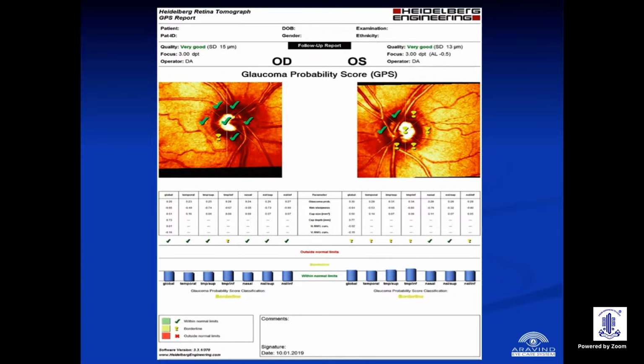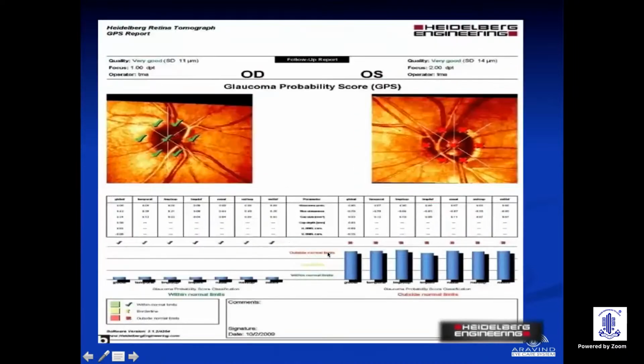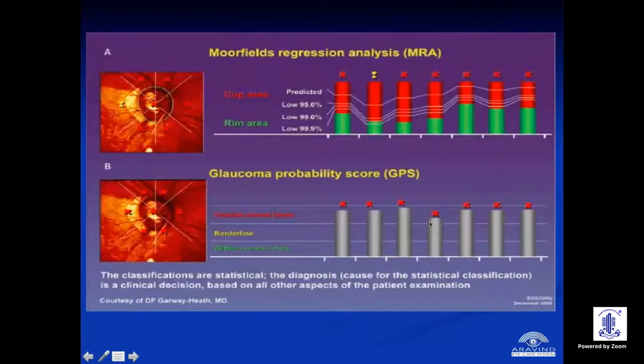So the glaucoma probability score uses a geometric model to describe the shape of the optic disc and the peripapillary retina. So you just get a single probability score here. It's within normal limits, borderline, or outside normal limits. Again, the same GPS. Actually, this was initially very attractive because of its ease of use. There was no operator dependence because they didn't have to mark the contour of the optic nerve head. There was no reference plane. The software directly came out with this glaucoma probability score. So this was the HRT2.